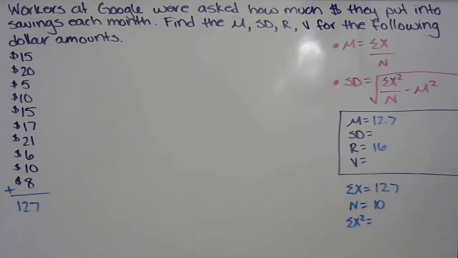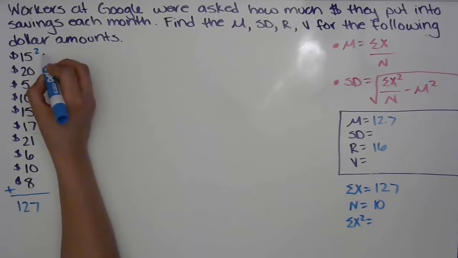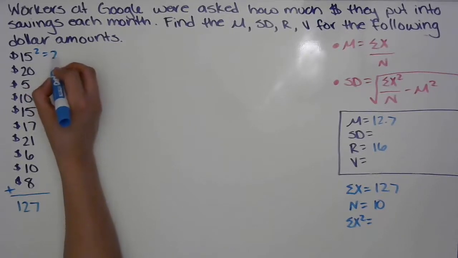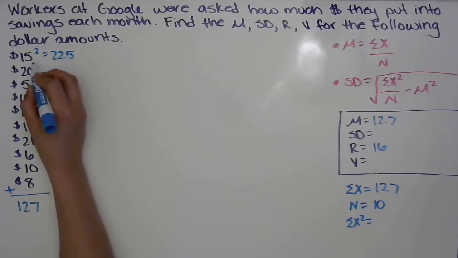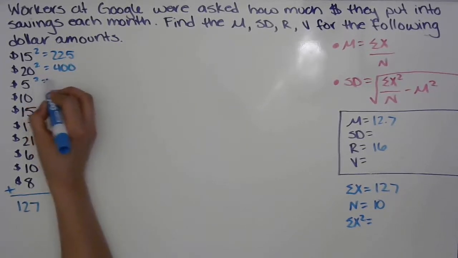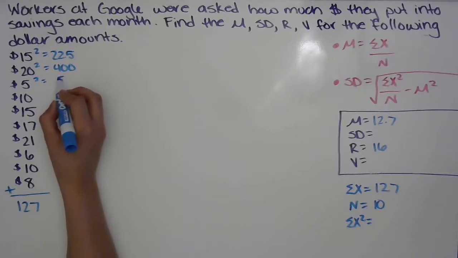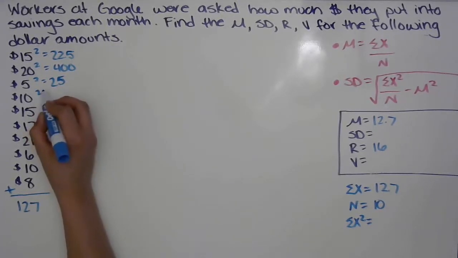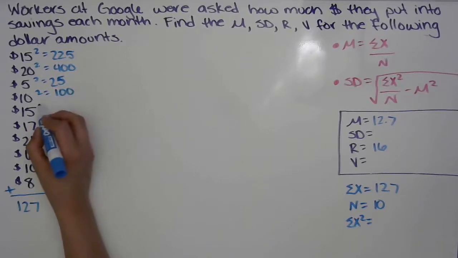Okay, now let's go ahead and find this value. Now, the symbol in the formula says the summation of x squared. So since all of these are x values, we need to square each of these values and then add them up. So we need to square 15, which will give us 225. We need to square 20, which will give us 400. 5 gives us 25. 10 gives us 100.